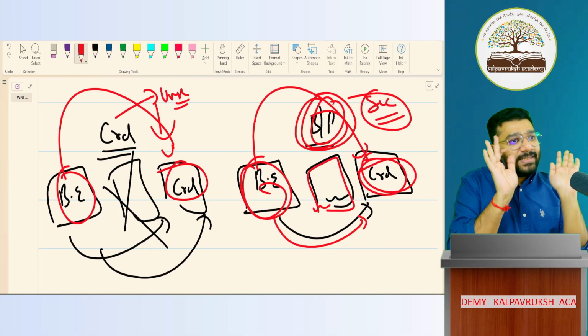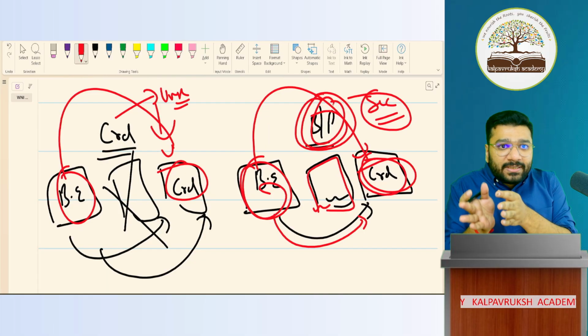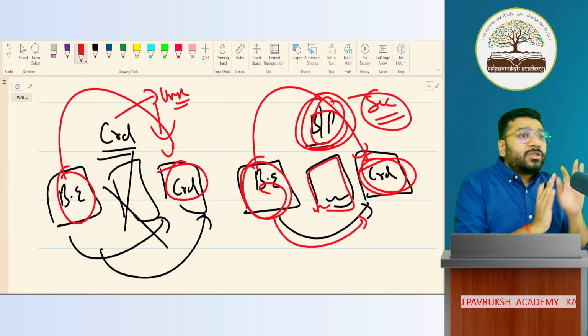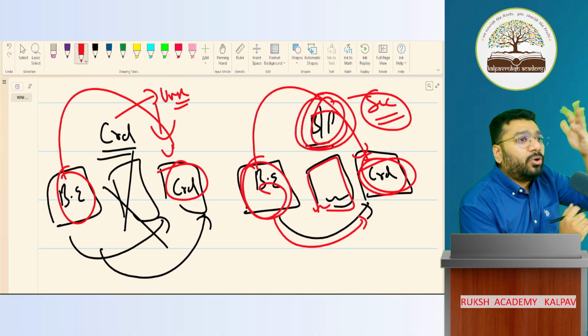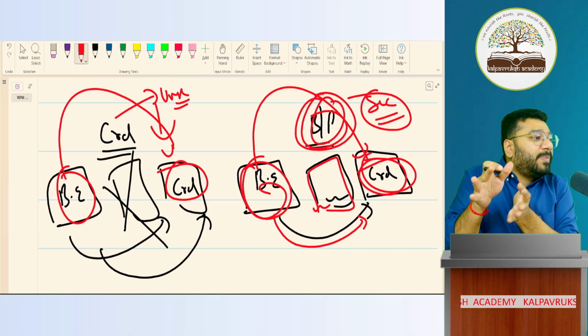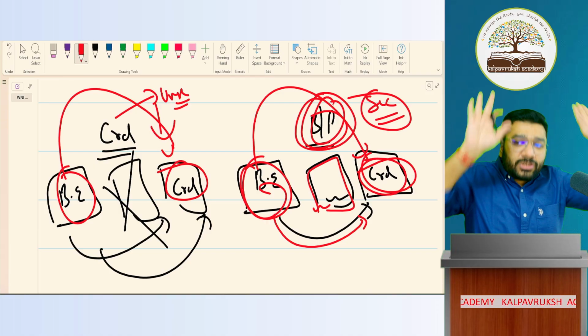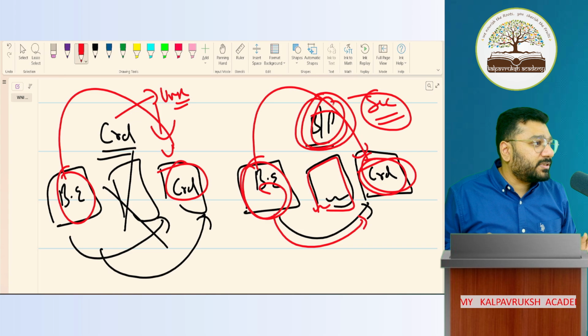So in both pairs it is the same. Means what? One person is supplying the goods to another person on credit. In the case of a creditor, between those two parties there is no written agreement. And in case of bills payable, between the parties, a written agreement is there. This is the only difference.